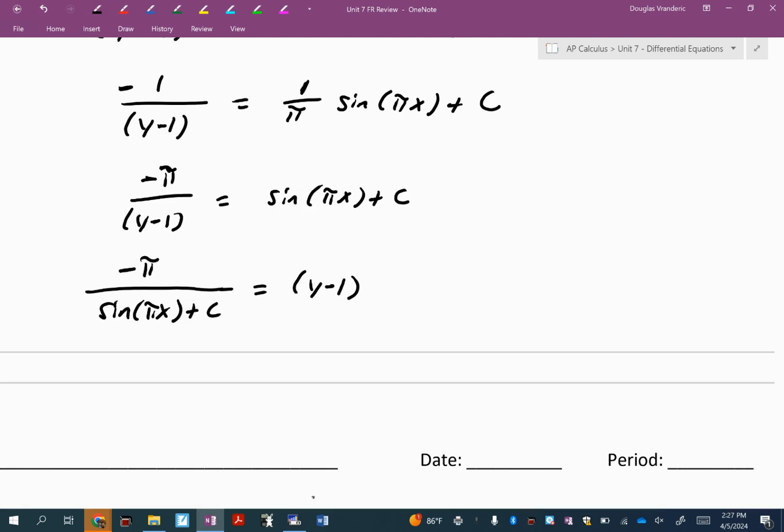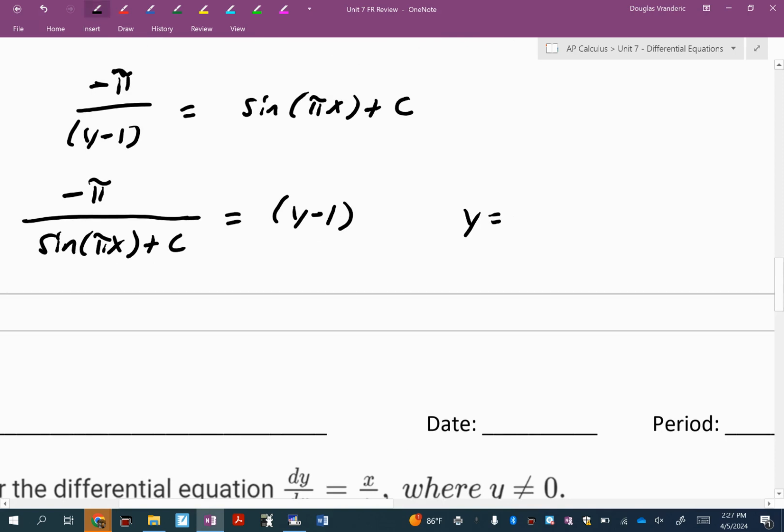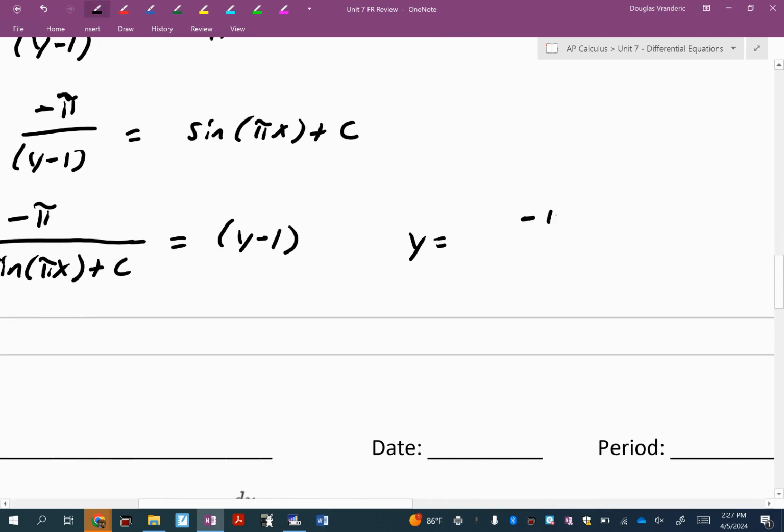I'm trying to get y by itself. I'm trying to find the general solution, and then I'm going to plug in to find a particular one. All right, so y equals the last step. How do I move the minus 1 over? Just add 1. So here is the answer for the general solution.